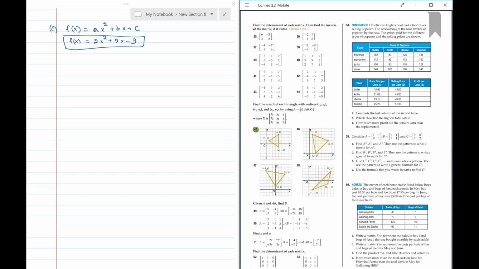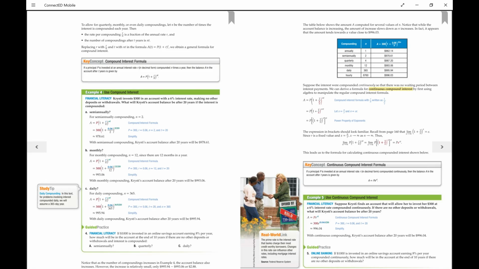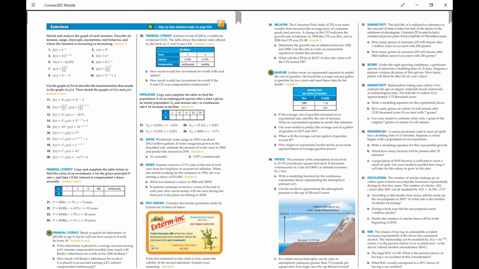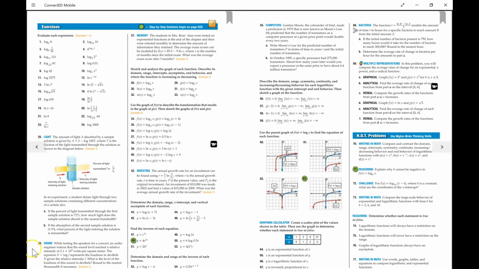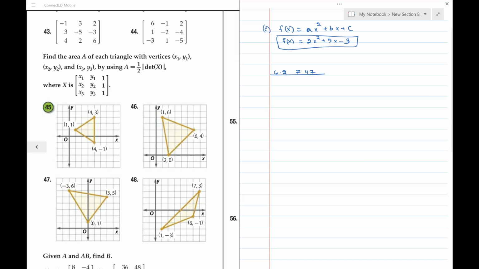So 47, this is 6.2, number 47. So the vertices of the triangle are -3, 6, 3, 5, and 0, 1. All right, so the way to solve it is you write a matrix. Let's call the matrix not A this time. Let's call it M, okay, matrix M.